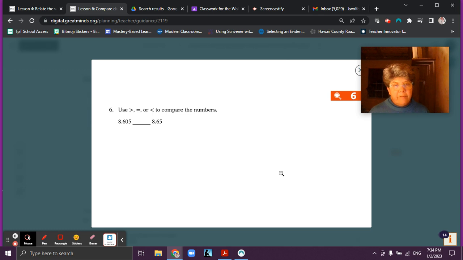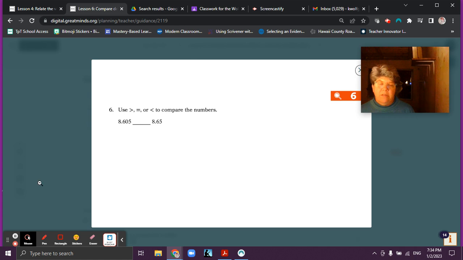This one we don't have a table to use to compare. We're just going to have to compare them. We can write them out. We can use discs. We can do whatever we want. But we see 8 and 605 thousandths, and we see 8 and 65 hundredths. Okay, so we can compare the two.